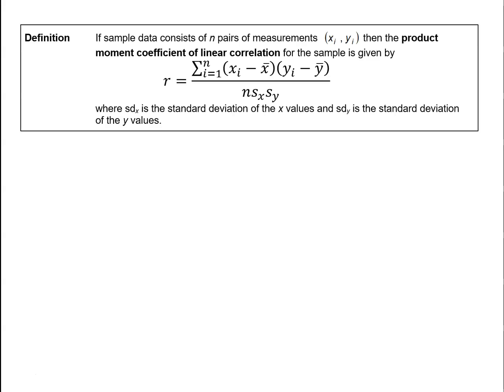Now the calculation of the product moment coefficient of linear correlation, in other words the calculation of the correlation coefficient, has a rather nasty formula, which we don't in fact need to know at this stage, but that is the formula. It's important though that we do understand one or two of the fundamental properties of the correlation coefficient.